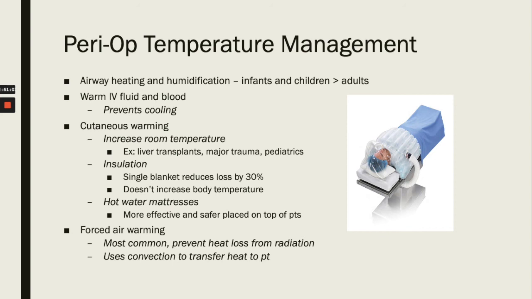And then forced air warming, which is most common, so a Bair Hugger, and it's what you see right over here. It prevents heat loss from radiation, and it also uses convection to transfer the heat that's being blown in. It uses convection to transfer heat to the patient.